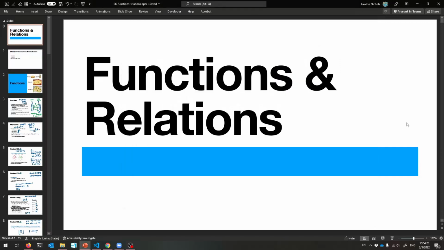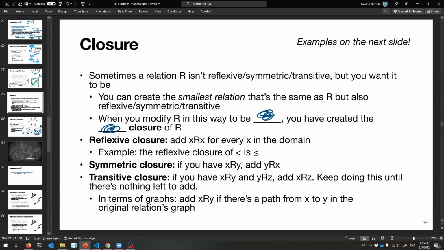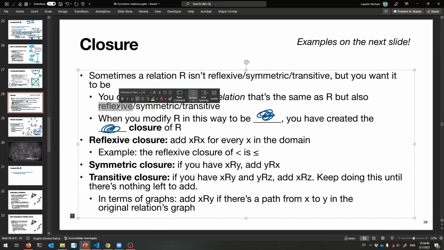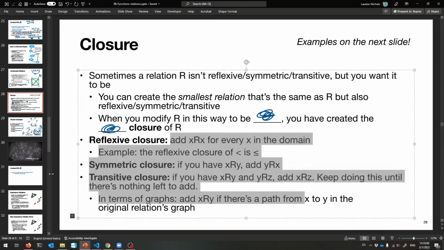All right, welcome back. Let's finish up these slides on functions and relations and then also start some new ones. At the end of last time, we were talking about closure. That is when we had a relation that wasn't already reflexive or symmetric or transitive, but we wanted to make it that. We wanted to make the next bigger relation that is also reflexive, symmetric, and transitive. We don't want to add too many extra relationships, just enough to get it to be reflexive or symmetric or transitive. Okay, so we talked about the rules, what you have to do, and now it's your turn.